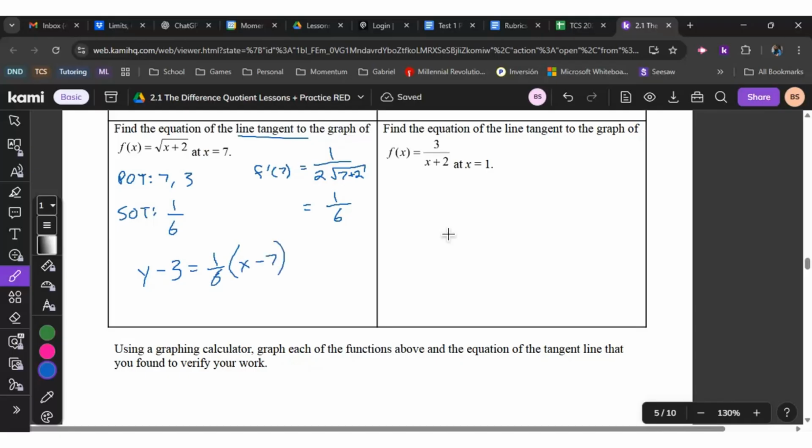Now again, you could simplify it. I don't recommend it. It's easier to leave it this way because we're going to do estimations later, and they're easier to do if it looks like this, in my opinion. So that's the equation of the tangent line.